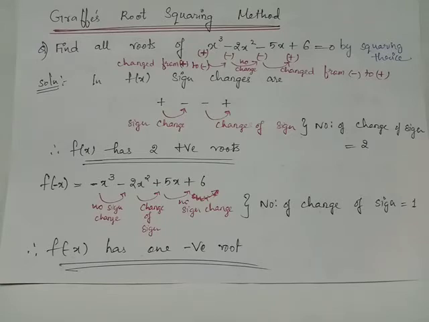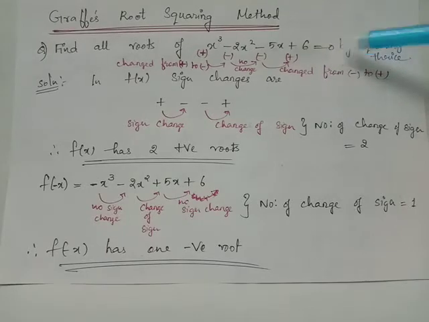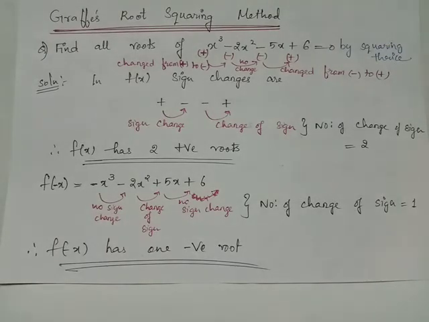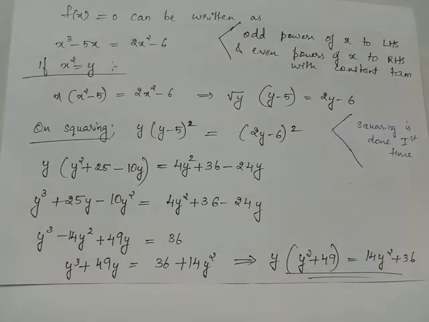Our objective is to find out the roots of f of x. f of x will have a total of 3 roots because f of x is a cubic equation. Out of these 3 roots, we have identified that 2 of the roots will be positive. This f of x equals 0 equation can be rewritten such that we have odd powers of x written in the LHS and even powers of x as well as the constant written in the RHS. Thus we have x cube minus 5x equals 2x square minus 6, which can be written as x multiplied by x square minus 5 equals 2x square minus 6.